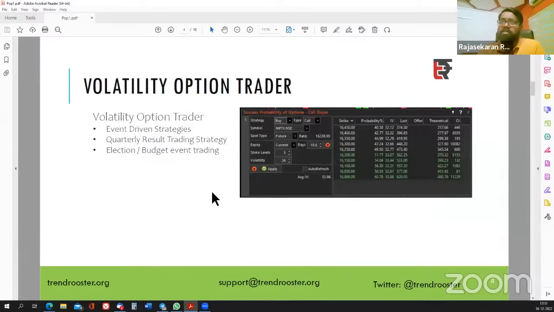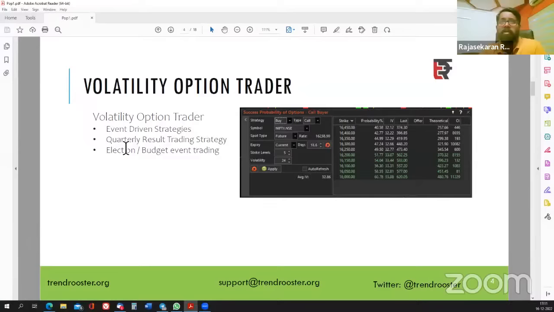So, volatility options trader. What is a volatility options trader? Basically, they look for event-driven strategies. What are the events? Elections, budget day, quarterly results. These are events for specific assets where we want to crush the volatility and make a profit out of the premiums. Quarterly results, even the budget.